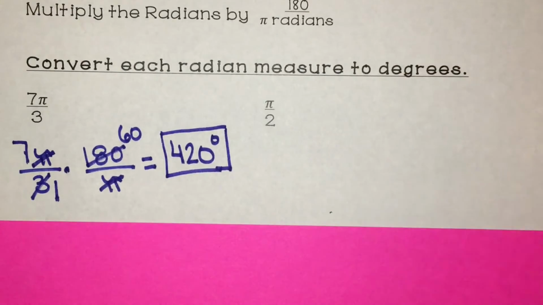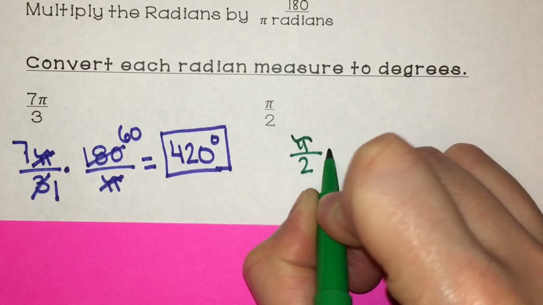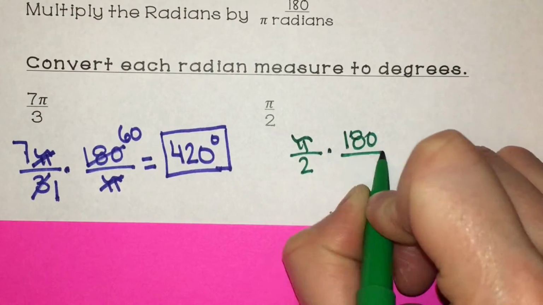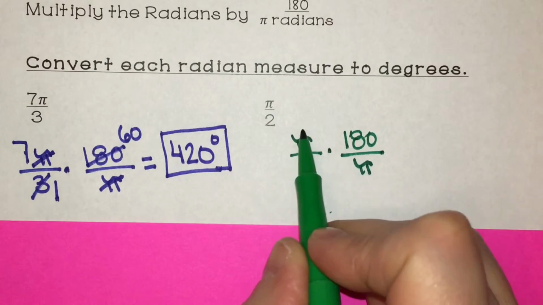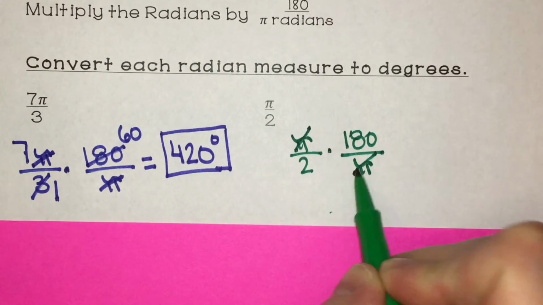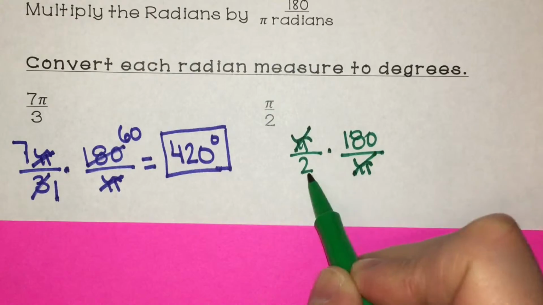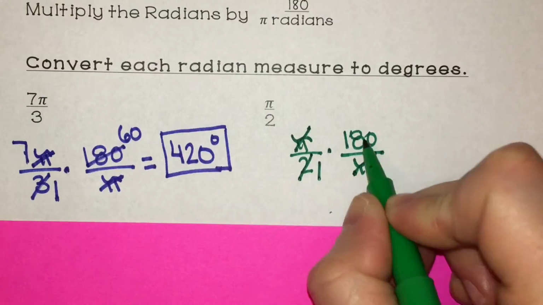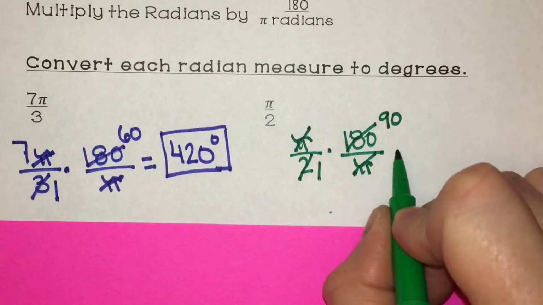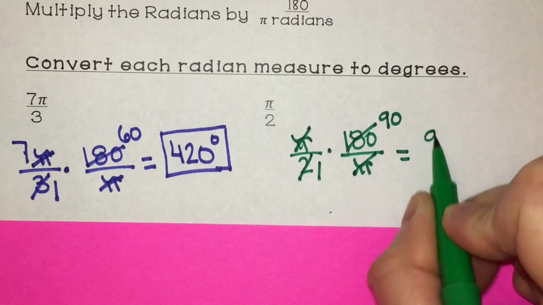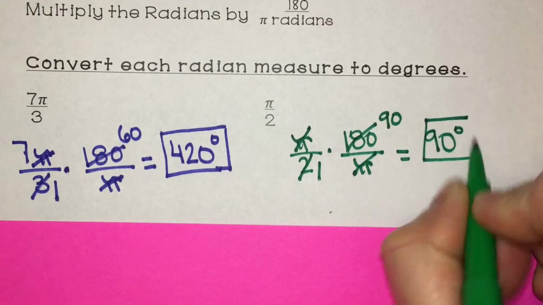Right here, pi over 2. Pi over 2 times 180 over pi. All right, looking diagonally, I can divide them both by pi. Well, pi over pi is 1, so they cancel each other out. I can divide this diagonally by 2. 2 divided by 2 is 1. 180 divided by 2 is 90. And when I multiply straight across, I get 90 over 1, or just 90 degrees.